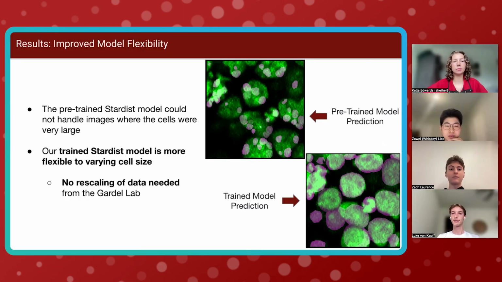This is important because it means that the Gardel Lab does not have to spend lots of time pre-processing and scaling their data so that cells are a certain size. By building a robust, flexible model for a variety of cell sizes, we can help the Gardel Lab save time in pre-processing and improve accuracy because information will not get lost during rescaling.